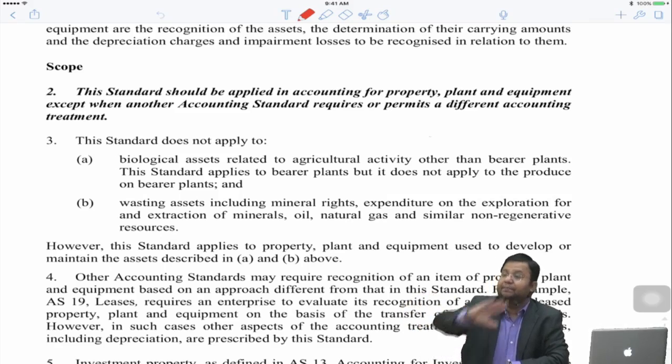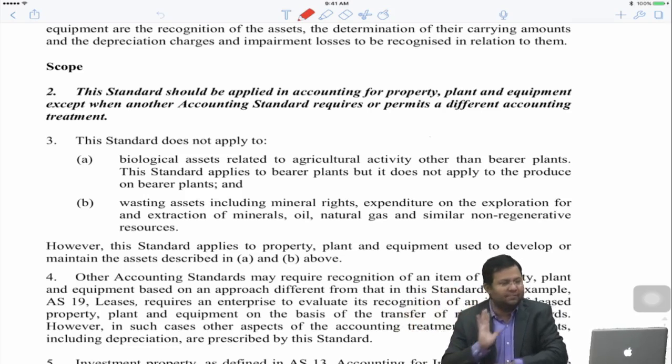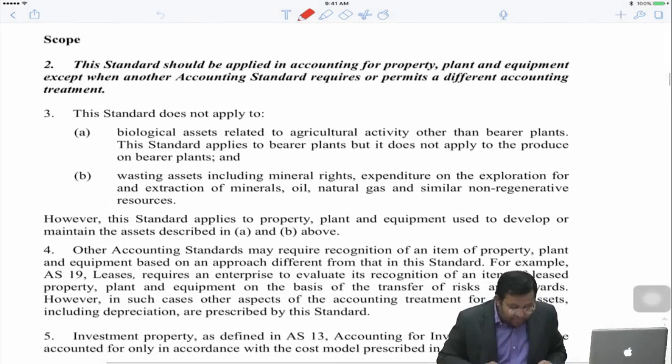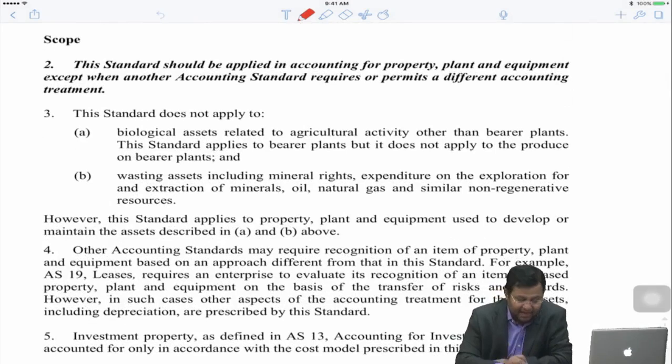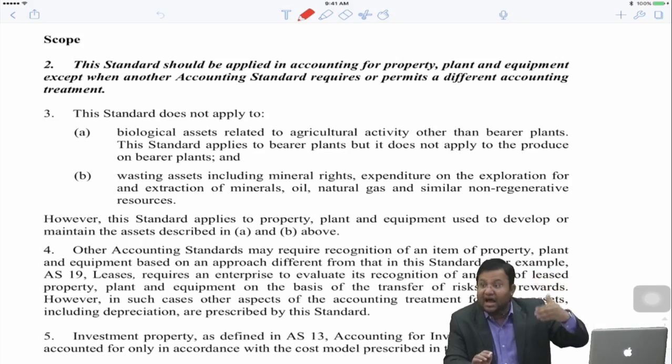अगर दूसरा कहीं पे भी अकाउंटिंग के बारे में नहीं लिखा है, प्रॉपर्टी, प्लांट, इक्विपमेंट के अकाउंटिंग के बारे में, बाकी कौन से भी स्टैंडर्ड में कुछ भी नहीं लिखा है, तो यहां पर आओ और फिर ये स्टैंडर्ड के प्रिंसिपल्स आप पढ़ो और अप्लाई करो. The standard does not apply to biological assets related to agricultural activity. Take a pause. बायोलॉजिकल एसेट्स रिलेटेड टू एग्रीकल्चर, उनको ये स्टैंडर्ड अप्लीकेबल नहीं है क्योंकि अलग स्टैंडर्ड आने वाला है बहुत जल्द.